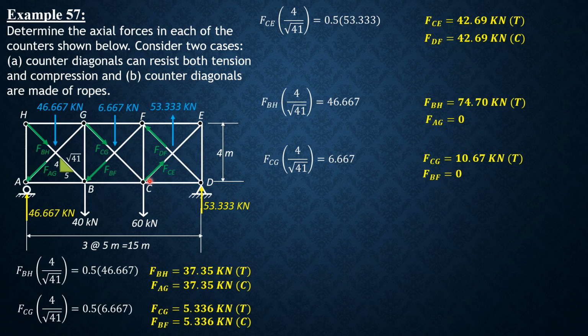And lastly, FCE this time is in tension, so the vertical component FCE times 4 over square root of 41 is equated to the panel shear 53.333. So FCE is 85.37 kilonewtons. Automatically, FDF will be 0. So that's it for this problem. And I hope that you can master the principle. It's very easy.